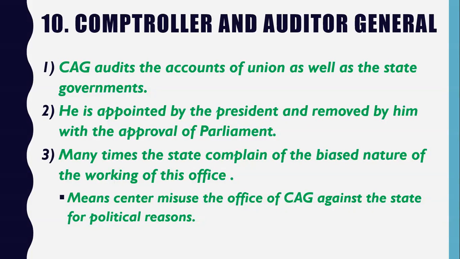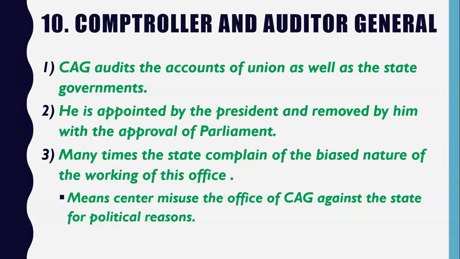Now friends, this officer, the Comptroller and Auditor General of India, is appointed by the President of India, and he is removed by him with the approval of Parliament. Now what does it mean? What does it signify? It signifies that the center has a huge influence in the working of the CAG also. Why? Because who is appointing the CAG? The President is appointing the CAG. The President has the power to appoint the CAG.